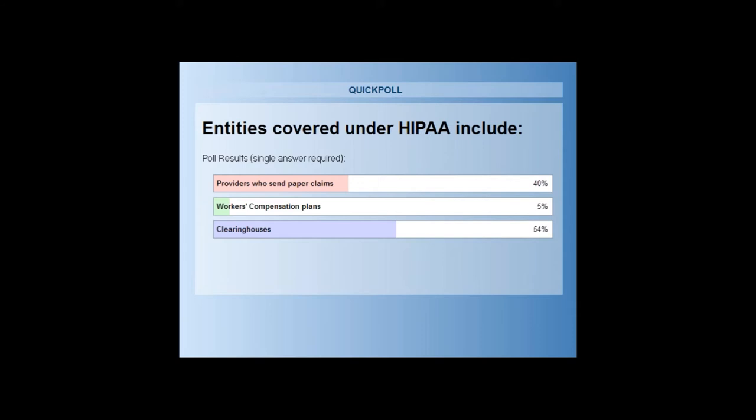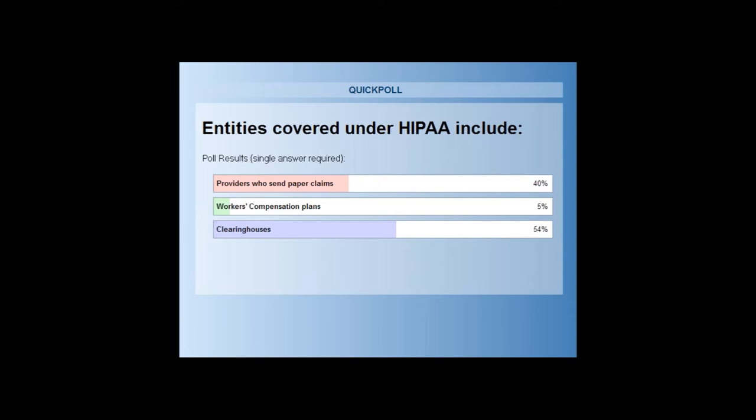Now, clearinghouses, remember from the conversation last week, are traffic cops that make it easier for payers and providers to communicate with each other. That's all they are. They're basically hubs through which transactions flow in both directions.